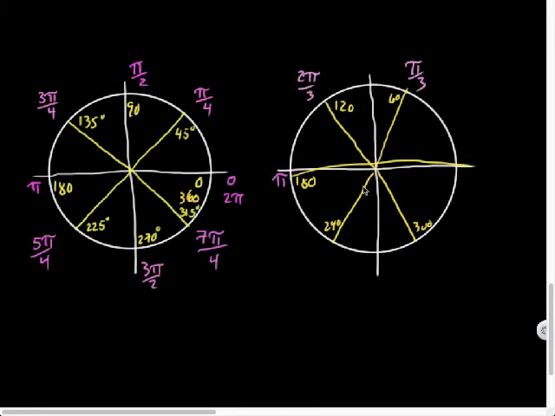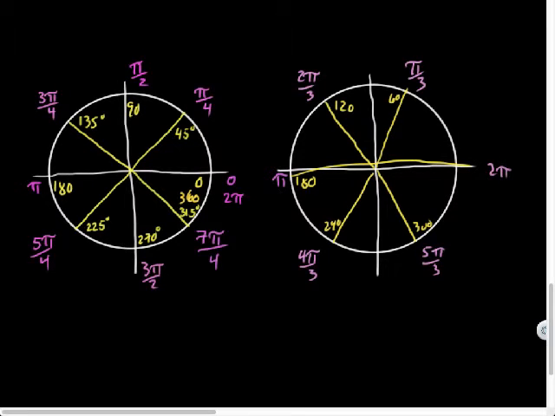So 240 degrees is going to be 4 of those slices. So 4 pi over 3. And 300 degrees is going to be 5 of those slices. 5 pi over 3. And then 6 pi over 3 is 2 pi, right? 6 pi over 3 reduces to 2 pi.